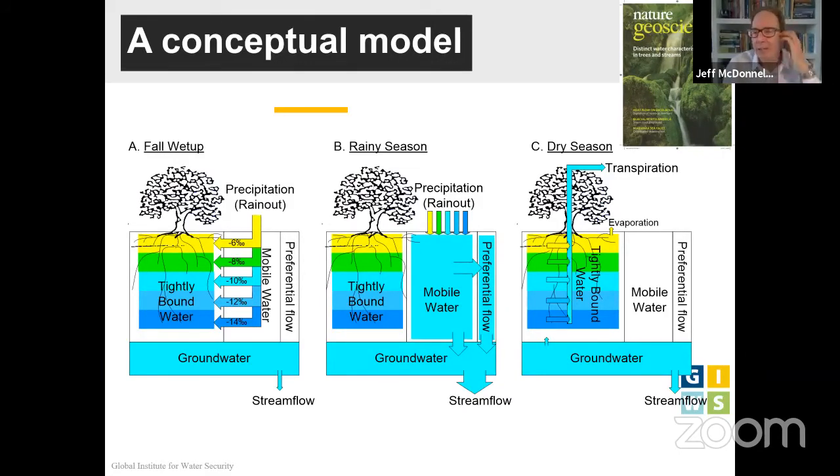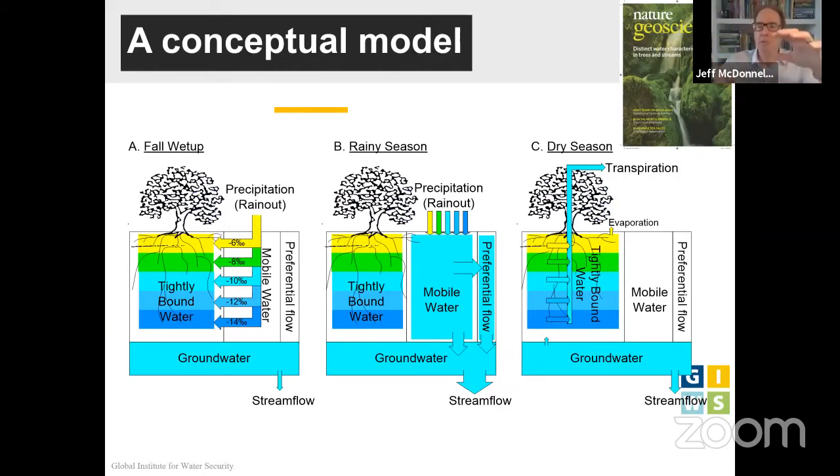And the idea was that this site, even though it's wet, has a long dry period. We might call it a wet Mediterranean climate. And at the beginning of the wet season on the left-hand side, the first rains recharge the more tightly bound soil water that's been extracted by the plants. Then the rains start, and for 6 months it just rains all the time.